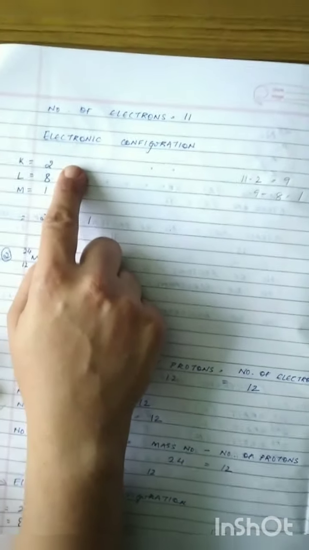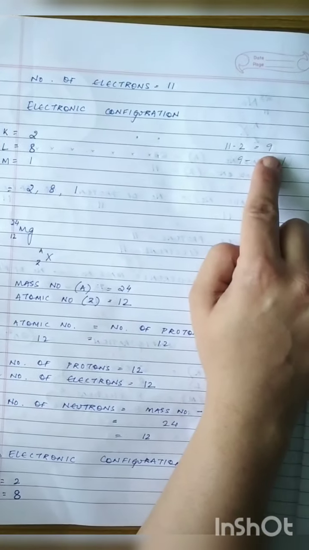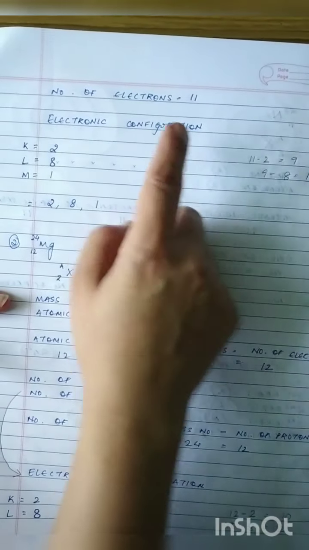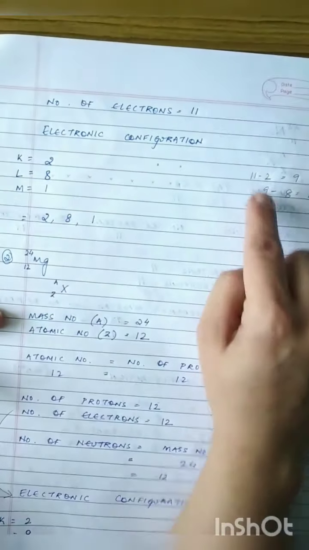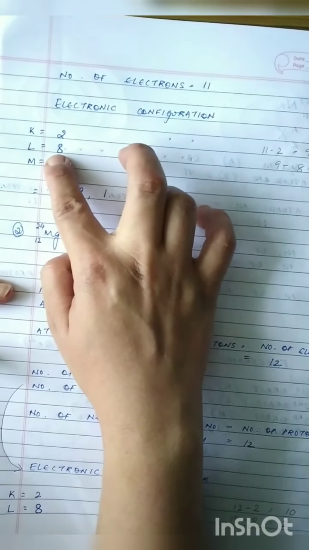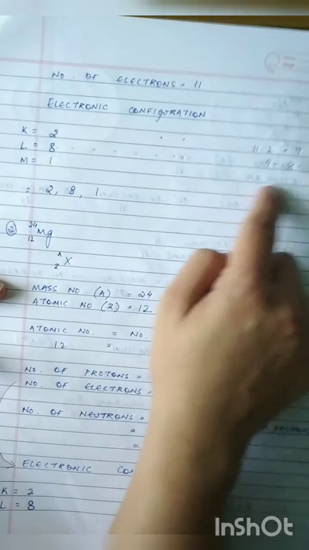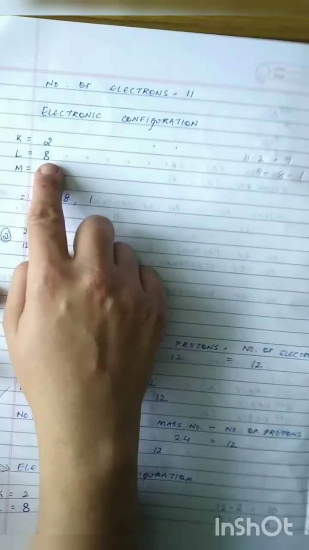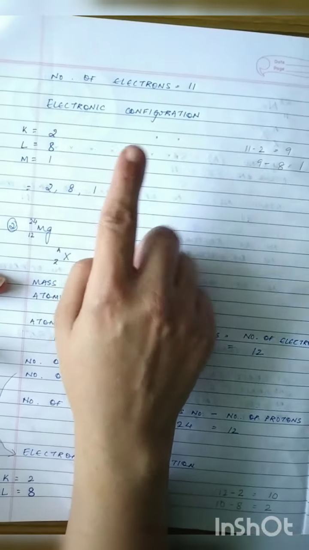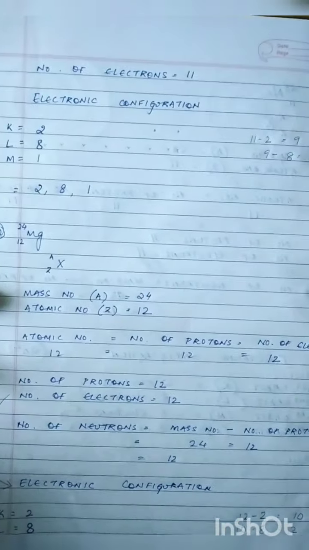Like here, first orbit 2. So out of 11 electrons, 2 were placed in the first orbit. So how many left? 9. So with these 9 electrons, I go to the second orbit. And 8 electrons can be placed in the second orbit. So how many left? 1. Then only with the 1 electron, I move to the third orbit. I cannot fill here with only 6 electrons or 7 electrons and go to the third orbit. No, I have to fill the second orbit to move to the third orbit.